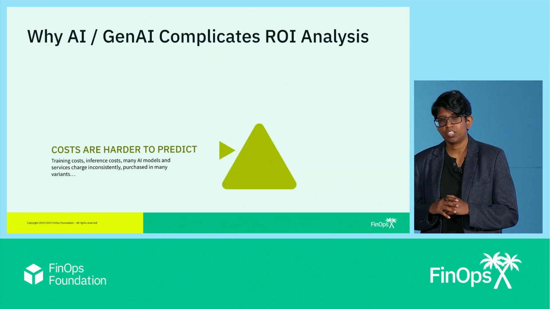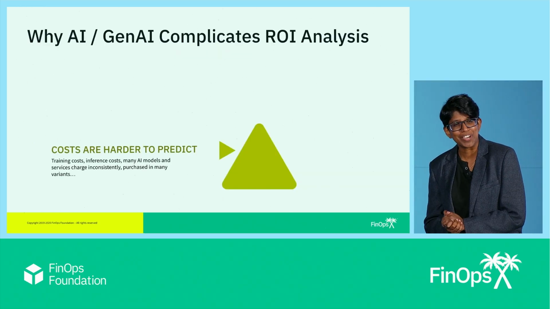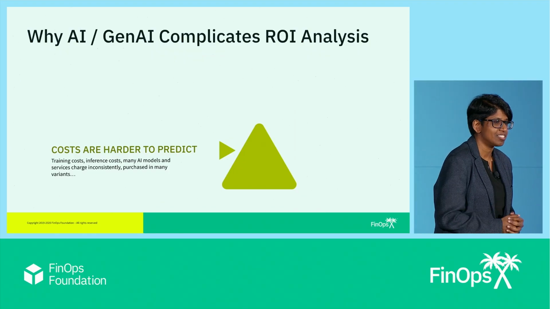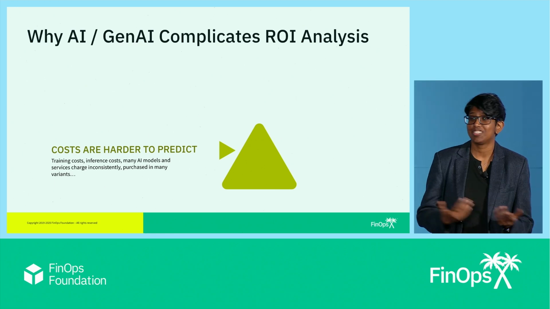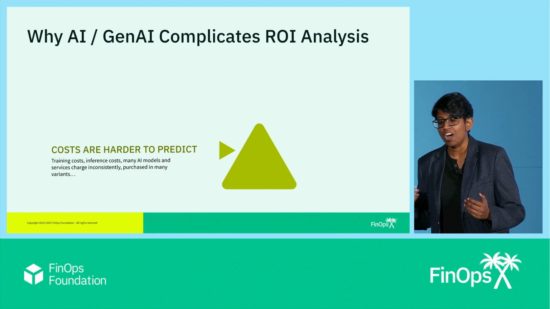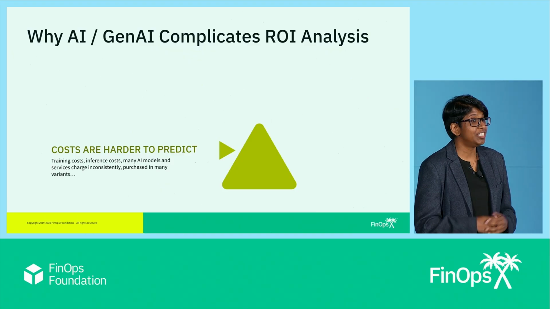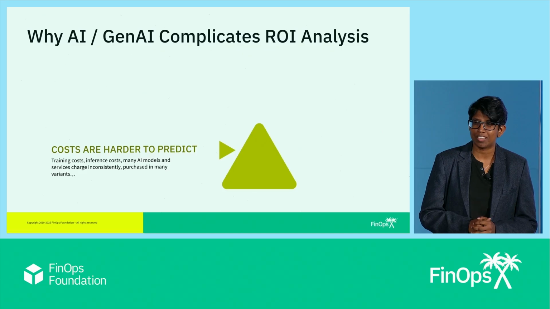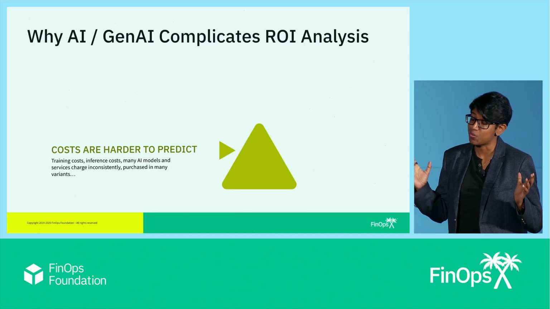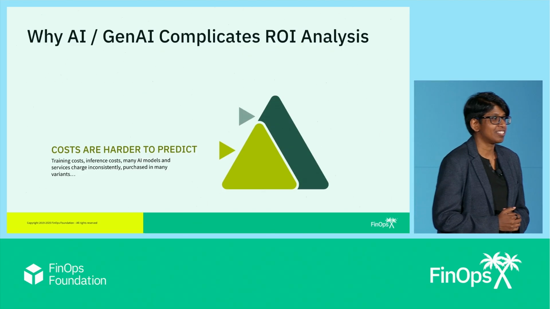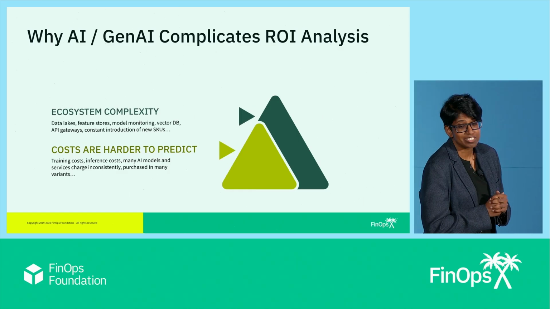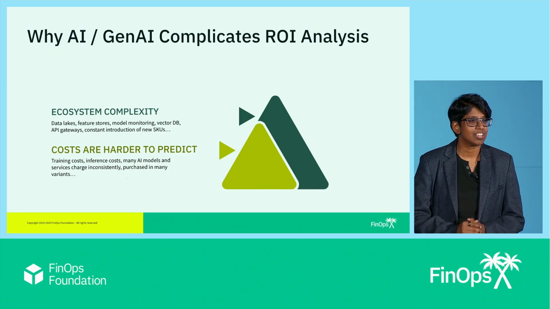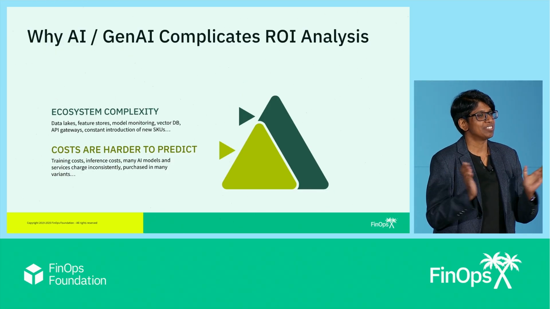So now that we've gotten those foundational pieces out of the way, why does AI and GenAI complicate the ROI analysis? So, easy one, upfront costs are harder to predict. We know that. Our training costs, our inference costs, the different pricing models that keep coming, you think they'll be static. They keep getting as complicated as some of the AI models themselves. So that's one. The next is ecosystem complexity. So whether it's data lakes, feature stores, our vector database, our API gateways, the endless number of SKUs that keep getting added.